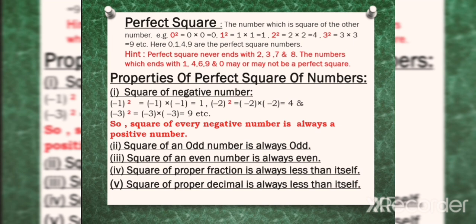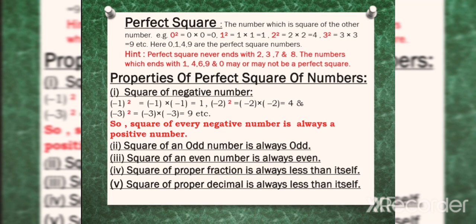There are certain properties of perfect squares that one should know. The very first property is that the square of a negative number is always positive. For example, if I have -1 and I want to take the square of it, I'm going to multiply -1 with itself. Once I do it, my result is +1. Similarly, for any other negative number, -2 or -3, the results are +4 and +9, which means that the square of every negative number is always a positive number.